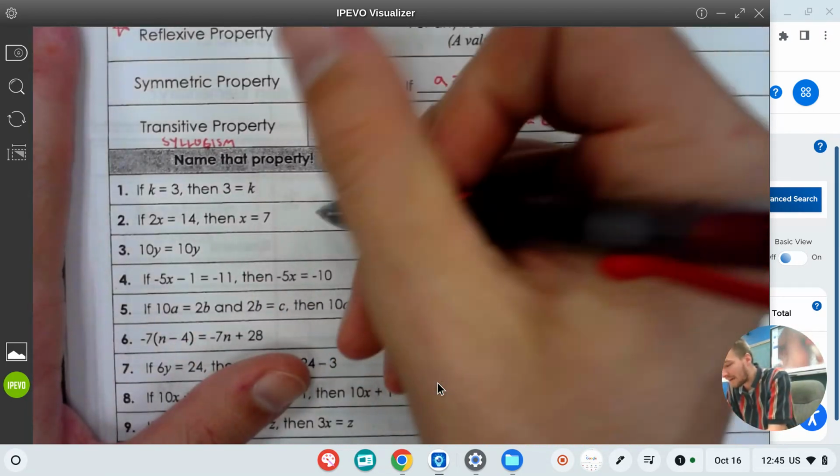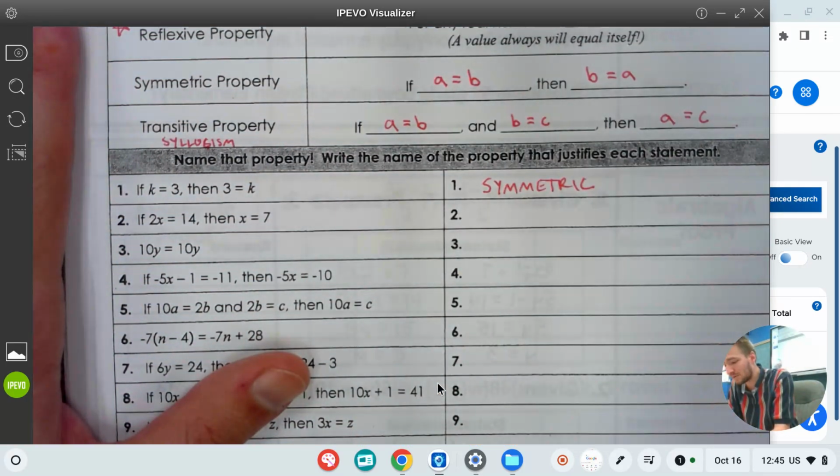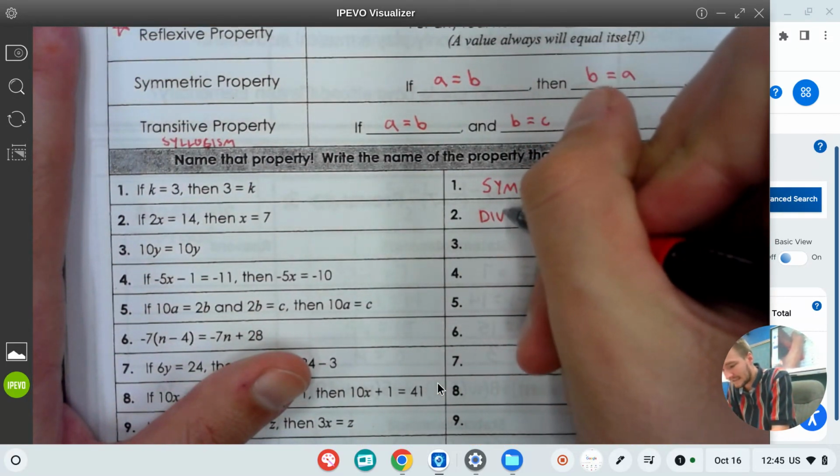What we did here is we divided both sides. We divided both sides by 2. This is the division property.